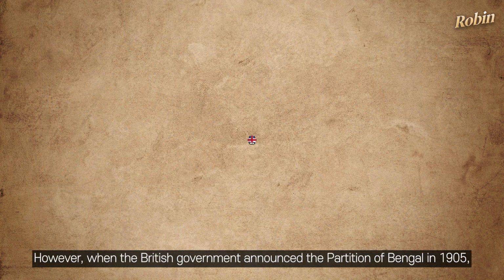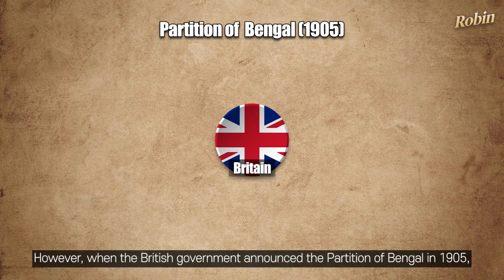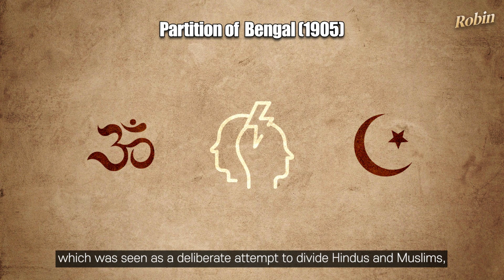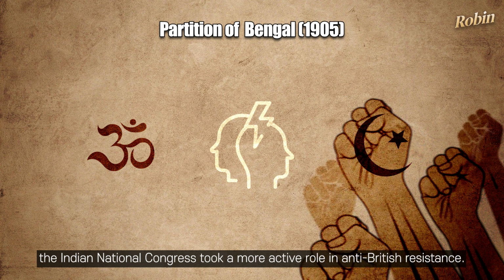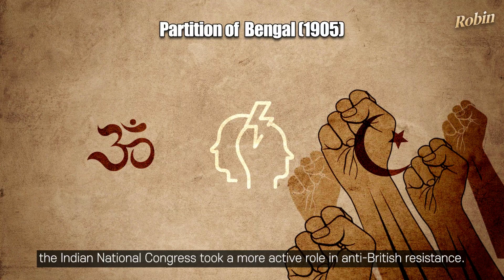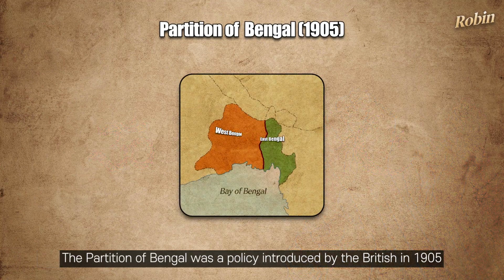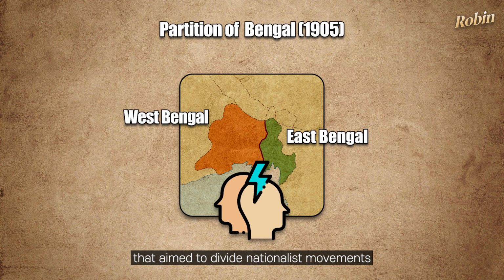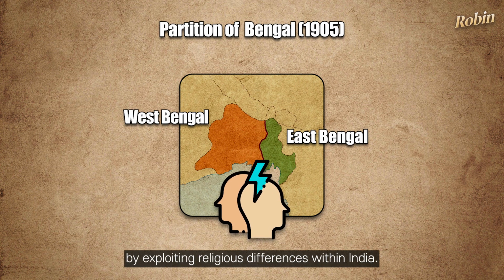reforms. However, when the British government announced the Partition of Bengal in 1905, which was seen as a deliberate attempt to divide Hindus and Muslims, the Indian National Congress took a more active role in anti-British resistance. The Partition of Bengal was a policy introduced by the British in 1905 that aimed to divide nationalist movements by exploiting religious differences within India.